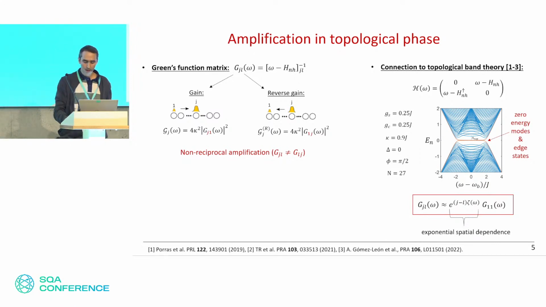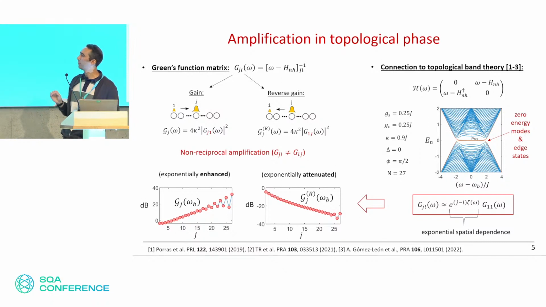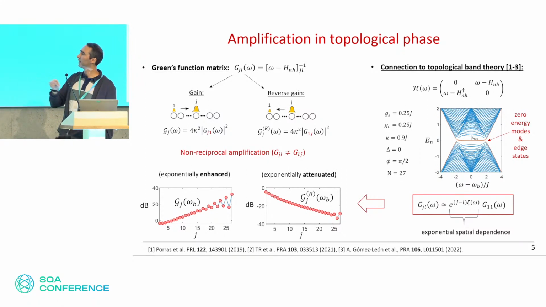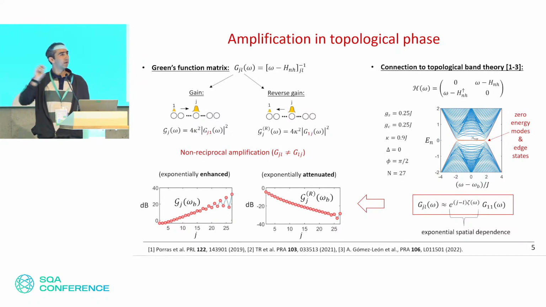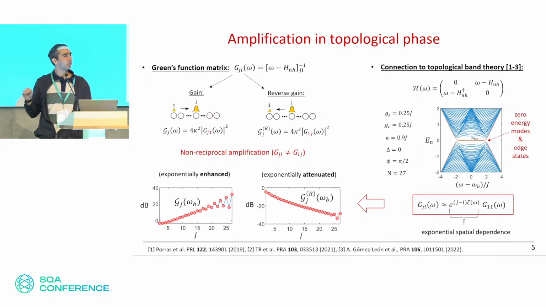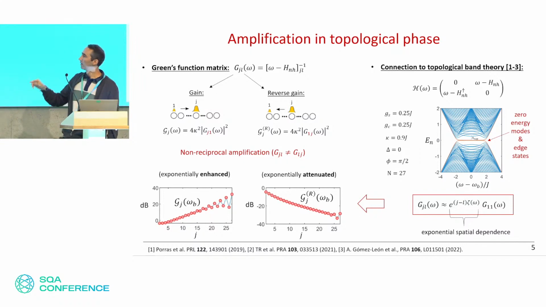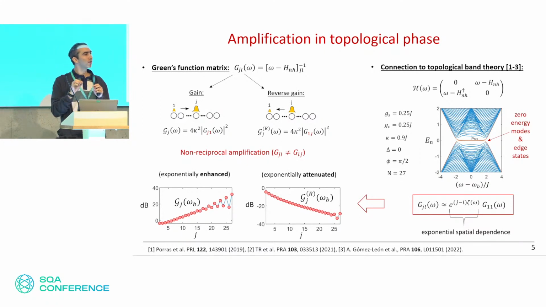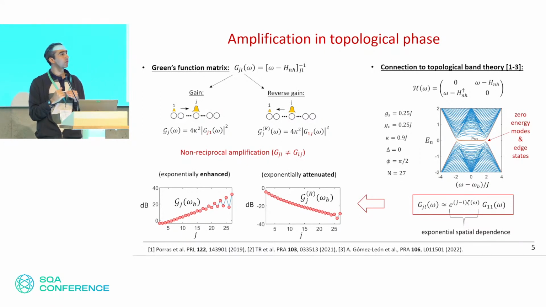And this has very deep consequences for the amplification, because if you replace this exponential dependence in the definition of the gain and reverse gain, you can see that the gain will increase exponentially with system size from left to right, and the reverse gain will be exponentially suppressed from left to right. And you can see that already with 27 sites, the device can provide 30 dB of amplification and minus 30 dB of reverse attenuation.